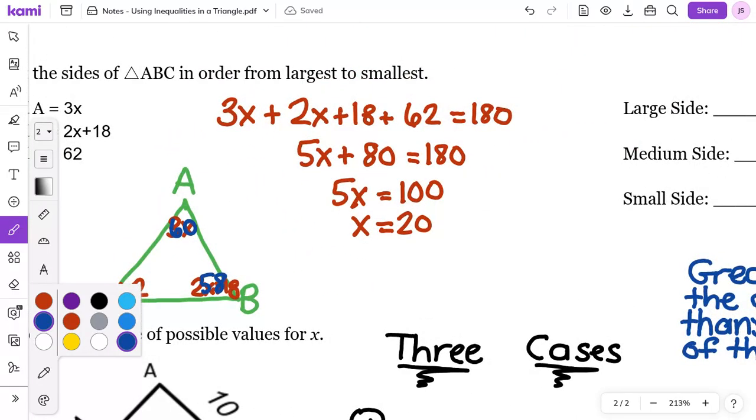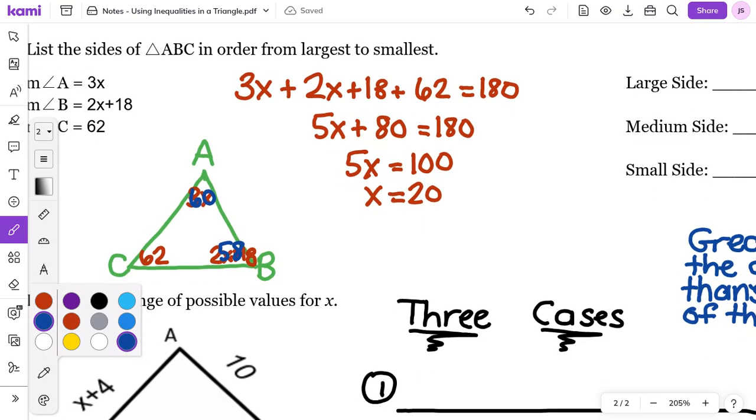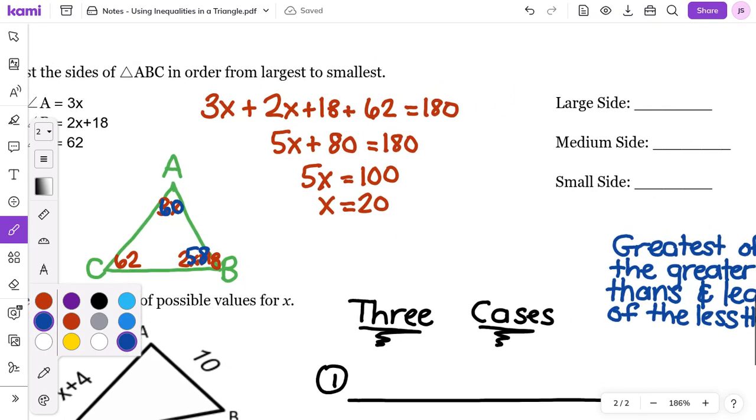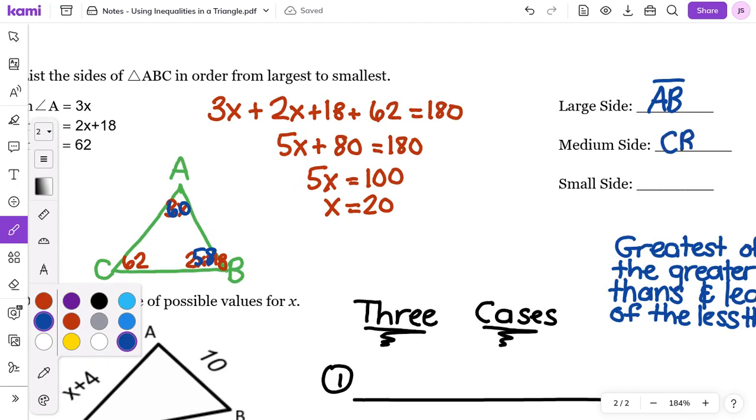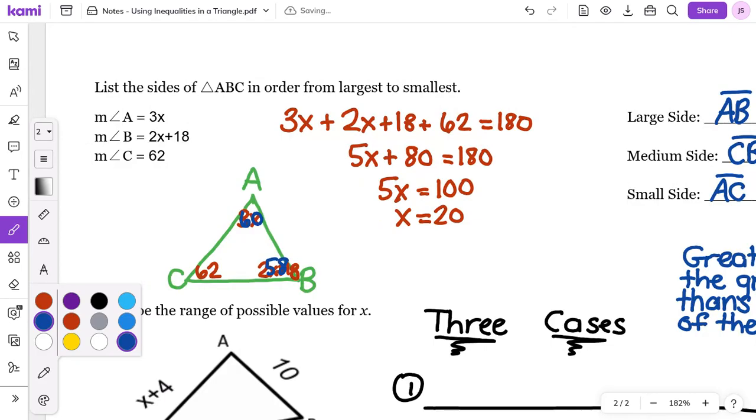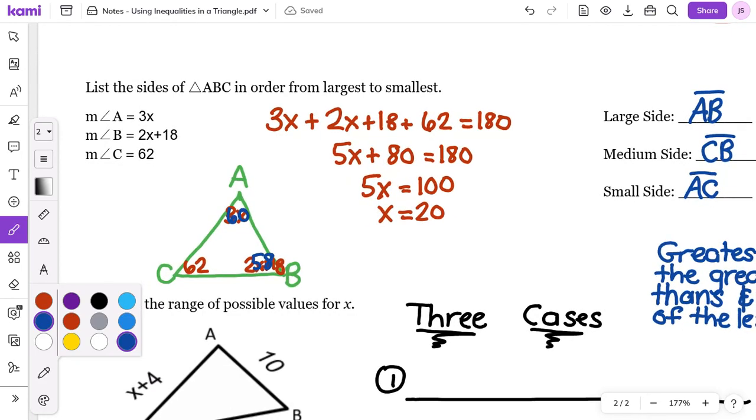Now you just need to use the base angle inequality theorem, right? I know my largest angle was angle C, the 62 degrees. That was across from AB. So AB would be our longest side. CB, which is across from the medium angle, would be the medium side. And then lastly, AC would be the smallest side. So again, kind of a nice summary of some things that we've done, but you may see a problem like this with a little bit of algebra involved.